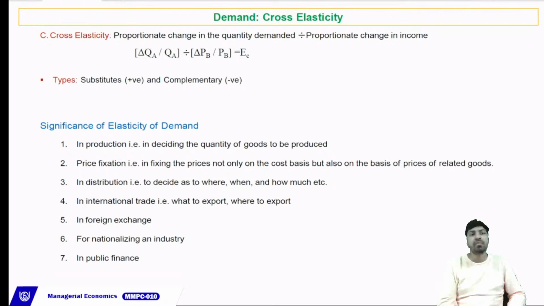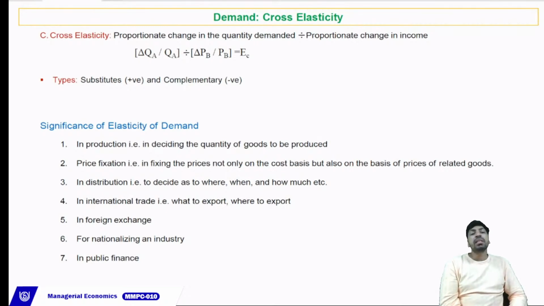Or in other words, with respect to prices, it refers to a ratio of a proportionate change in quantity demanded of a product X due to a proportionate change in the price of another product. That is also called the cross elasticity of demand. When we talk about the types, there are substitutes and complementary goods. So here we have a positive or a negative relationship when it comes to the cross elasticity of demand.